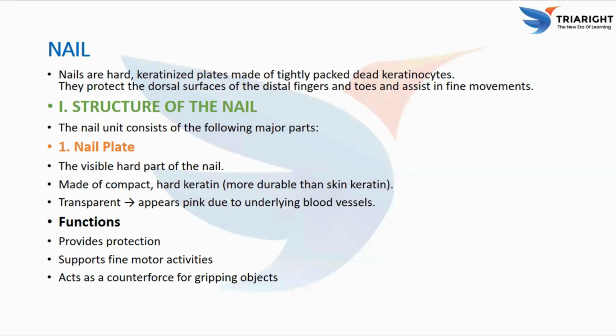Fingernails grow about 3 millimeters per month. Toenails grow slower, less than 1 millimeter per month. Nail growth increases with warmth, pregnancy, and childhood, and it decreases with aging or poor nutrition. So this is about the nail plate.